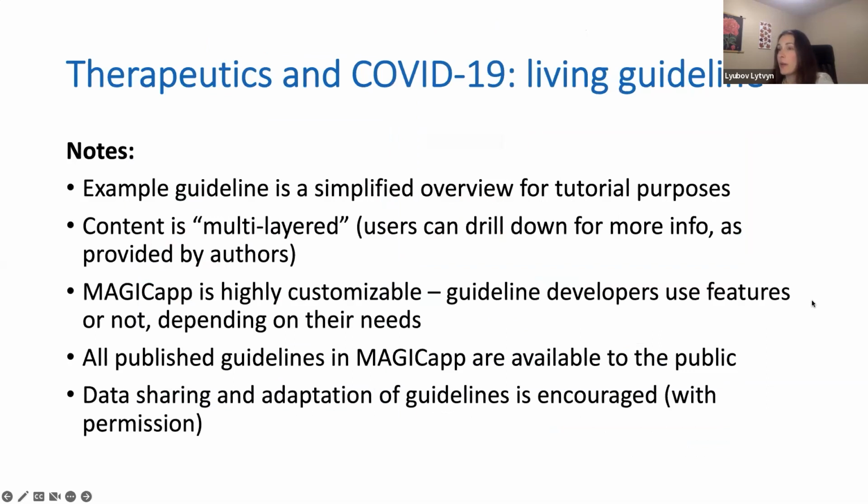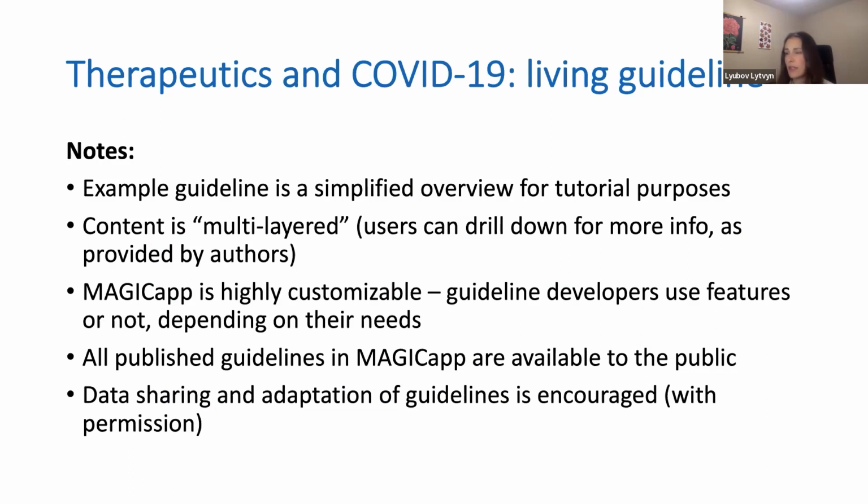So some notes about the example that I'm going to show you: this is an example guideline that's simplified, and it's just an overview for tutorial purposes. I wanted to emphasize that the content is multi-layered in MAGICapp, so users can drill down for more info as provided by authors, depending on how much information the authors provide. MAGICapp is highly customizable, so guideline developers use the features or not depending on their needs, and all published guidelines in MAGICapp are available to the public. And data sharing and adaptation of guidelines is encouraged with permission.